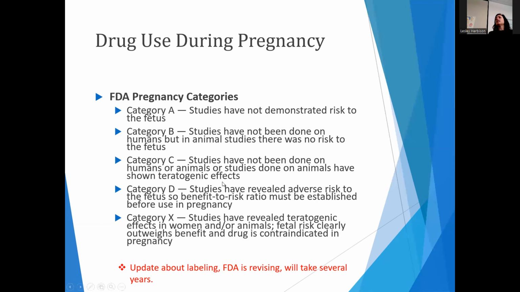And then category D, studies have revealed specific adverse events. So category D, they know there's damage, no question about that. Category X, even more, like X, no. So that's where you're at. So A and B would be okay, and then C is probably your hard line, but that might depend on the person and what's happening in their specific situation.